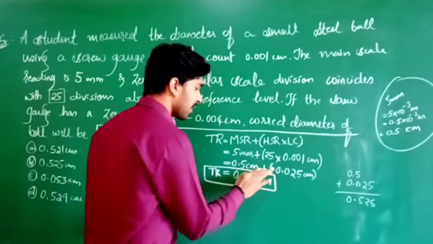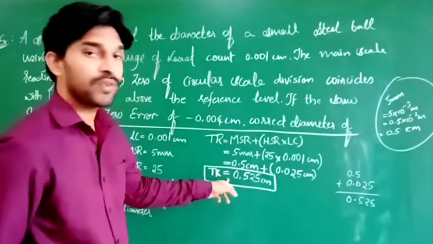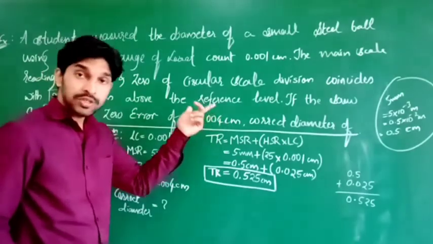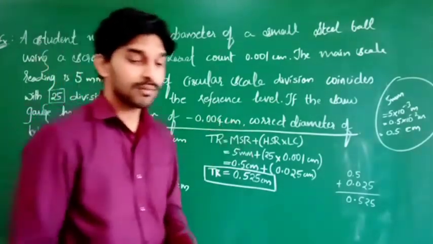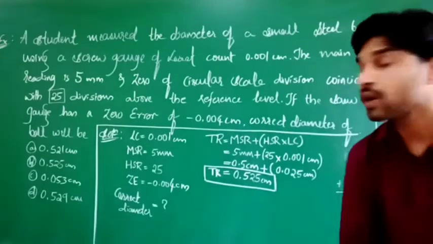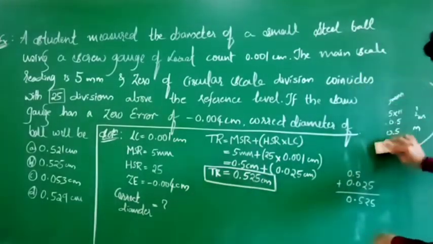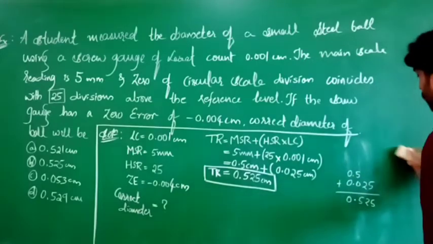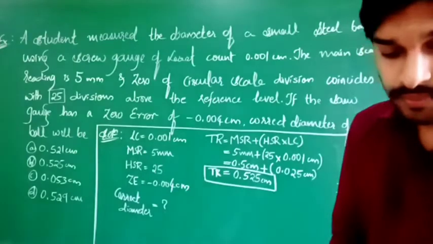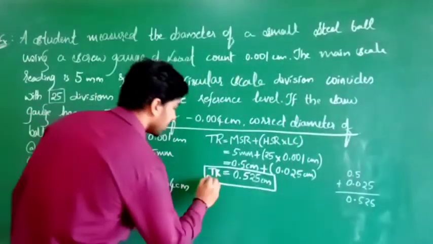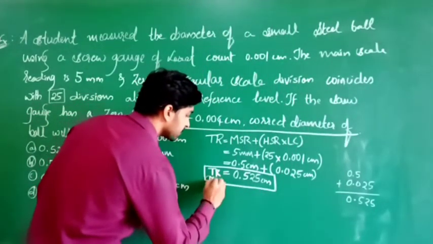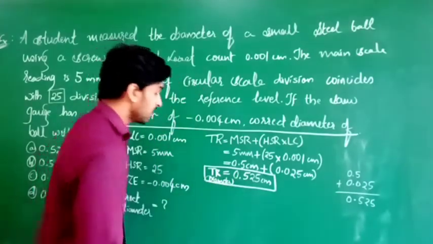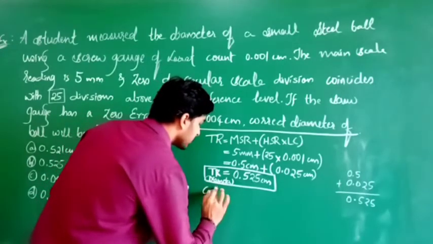This is not the correct diameter, because we calculated it without considering the zero error. The device has some sort of error, that is the zero error. To get the correct diameter, we have to remove the zero error. Are you all following? So this is simply the diameter, or the calculated diameter you can say.